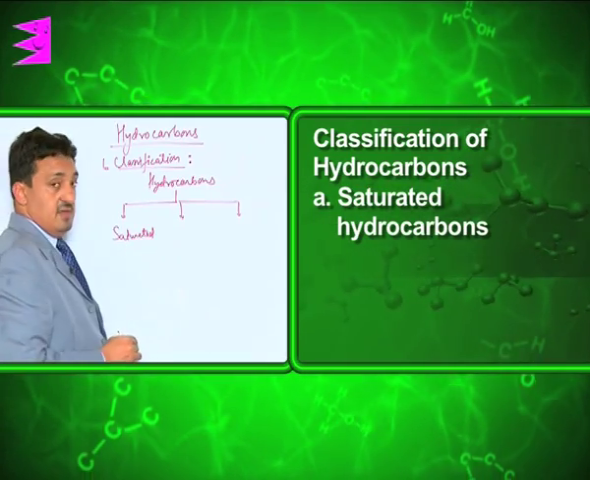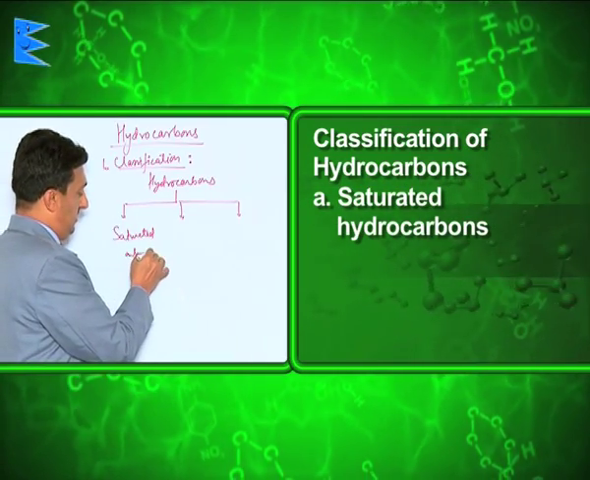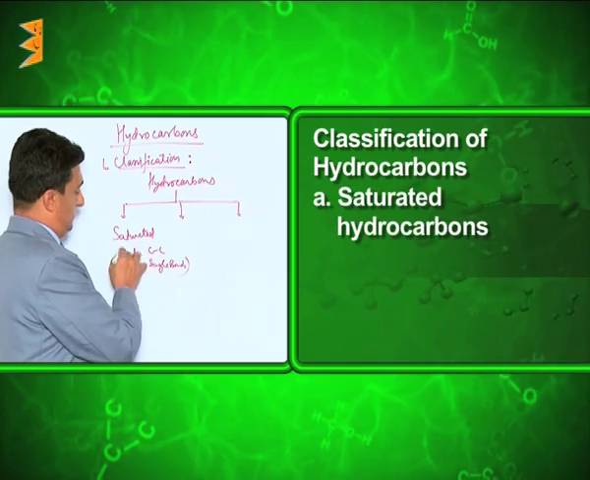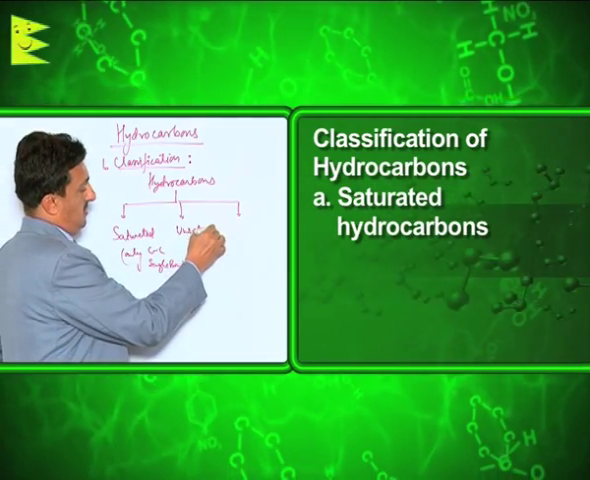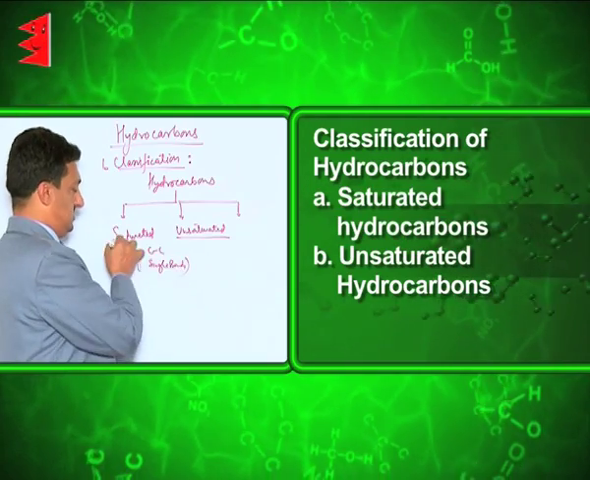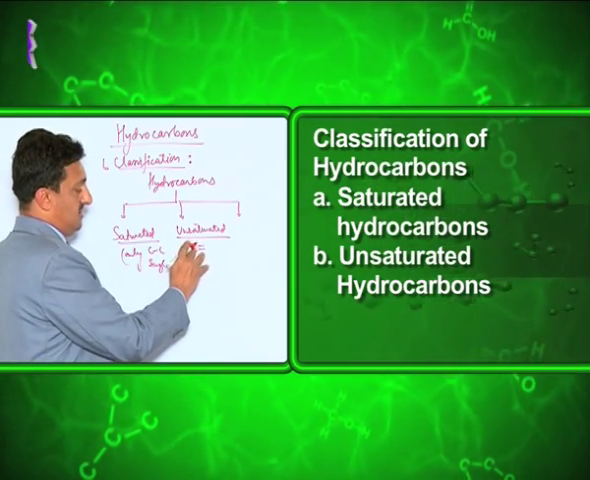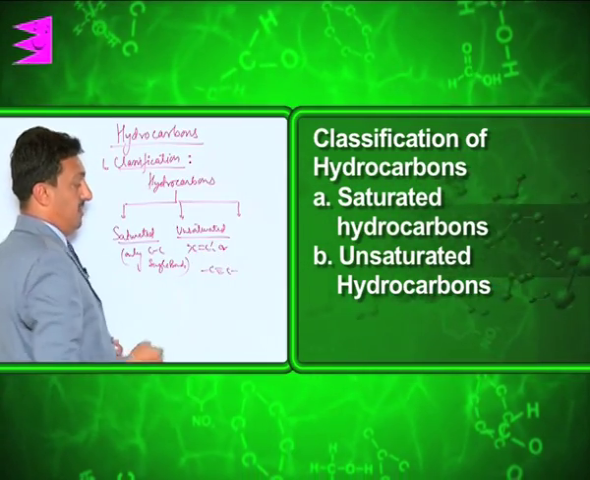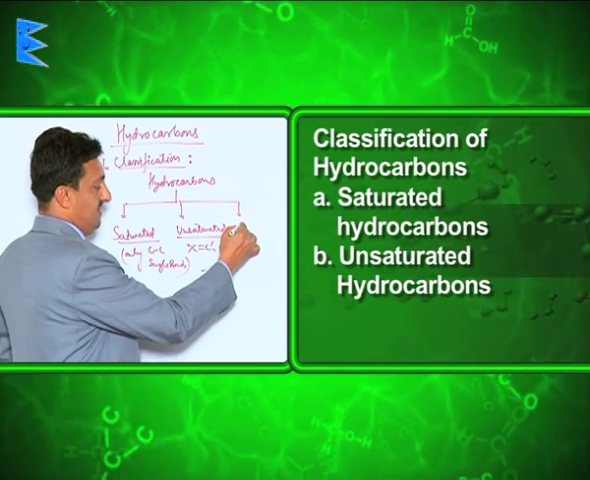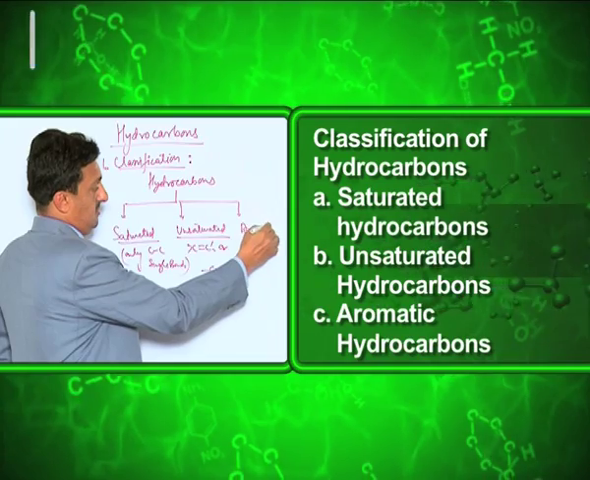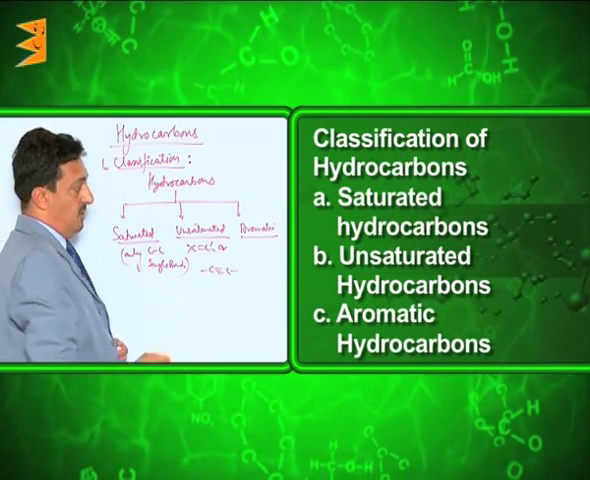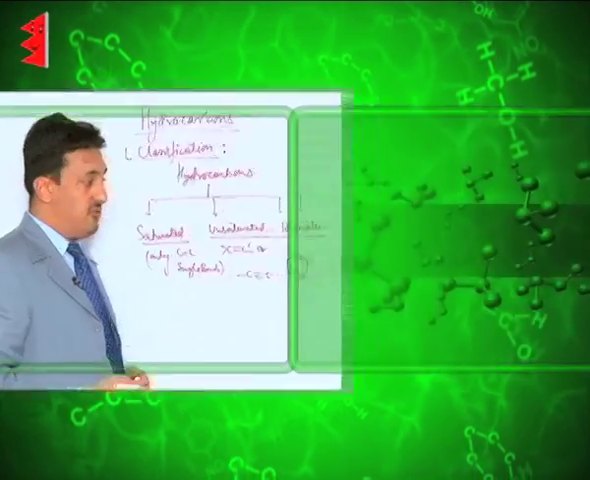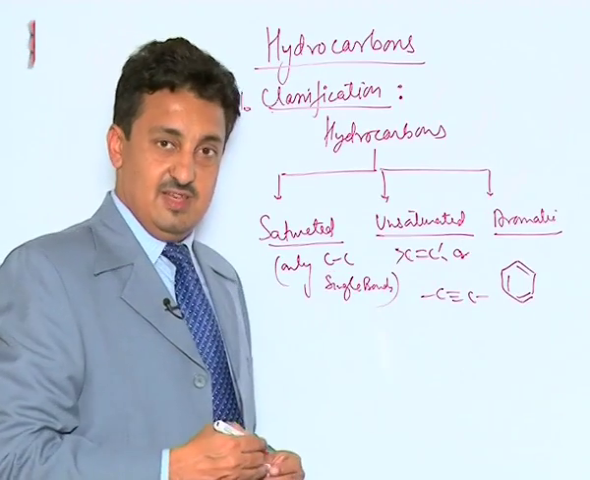saturated hydrocarbons, which will be having only carbon-carbon single bonds. Then we have unsaturated hydrocarbons, which contains at least one carbon-carbon double or carbon-carbon triple bond. And the last in the category are your aromatic hydrocarbons, which includes benzene or benzene-like aromatic compounds. So we have mainly the hydrocarbons of these three categories.